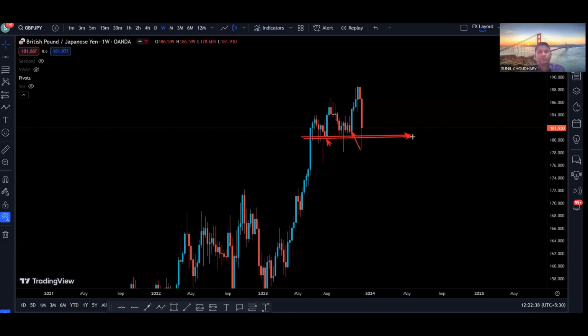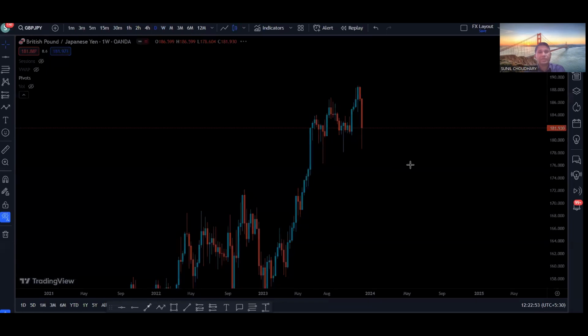Also, let's mark the lowest support here. If we get a weekly candle close below this support, there is a clean range on the left hand side, so there'll be a higher probability for the price to continue going to the downside to the next support, which is right here, right? And now let's go to the daily time frame to see what is happening.